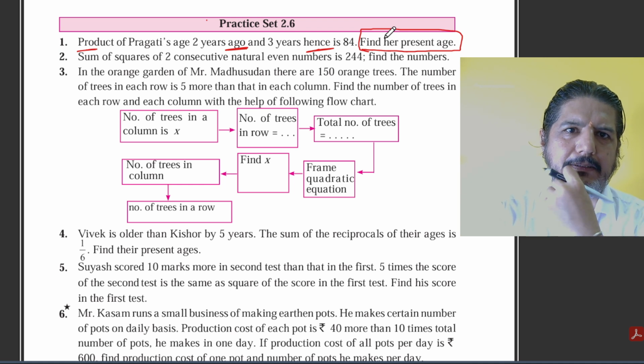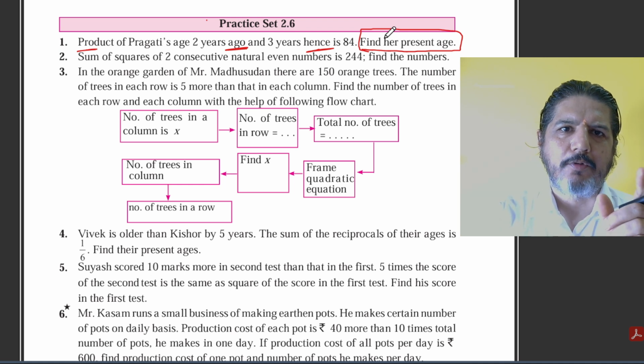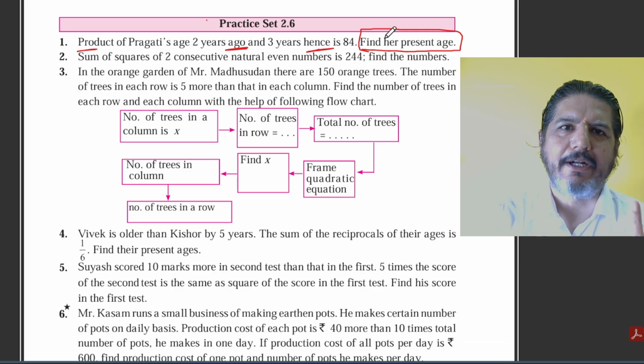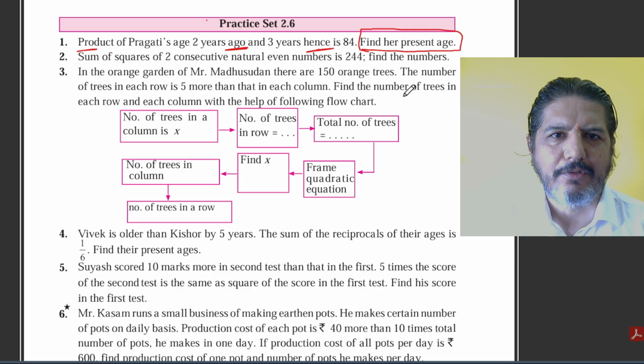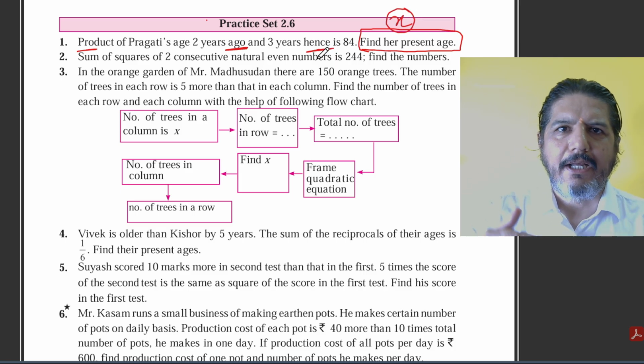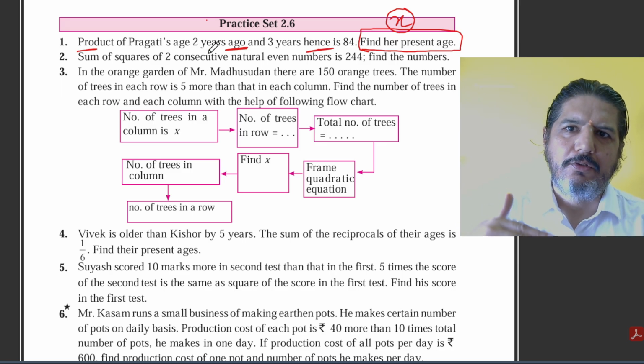whatever is mentioned in the last line of the word problem, you can assume that to be x. That is a thumb rule. In 90 to 95% of cases, that is only what is required. So I assume that the present age is x. Hence implies after. So product of Pragati's age 2 years ago and 3 years hence.